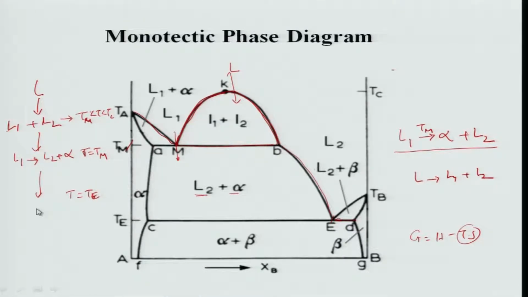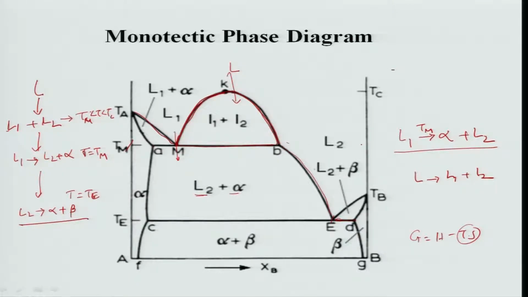Finally at Te, the L2 will undergo the eutectic reaction forming alpha plus beta. That is exactly what is going to happen if you follow the alloy composition between A and B. Obviously, for any alloy composition beyond B, what will happen? The only thing that can happen is the eutectic reaction. Those alloys will not undergo any kind of monotectic reactions or phase separations.